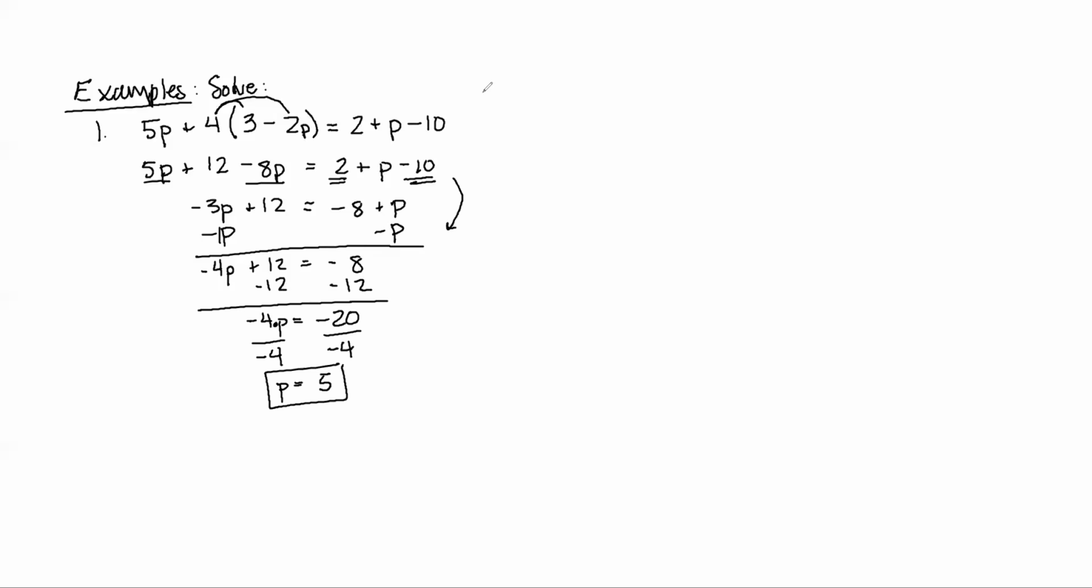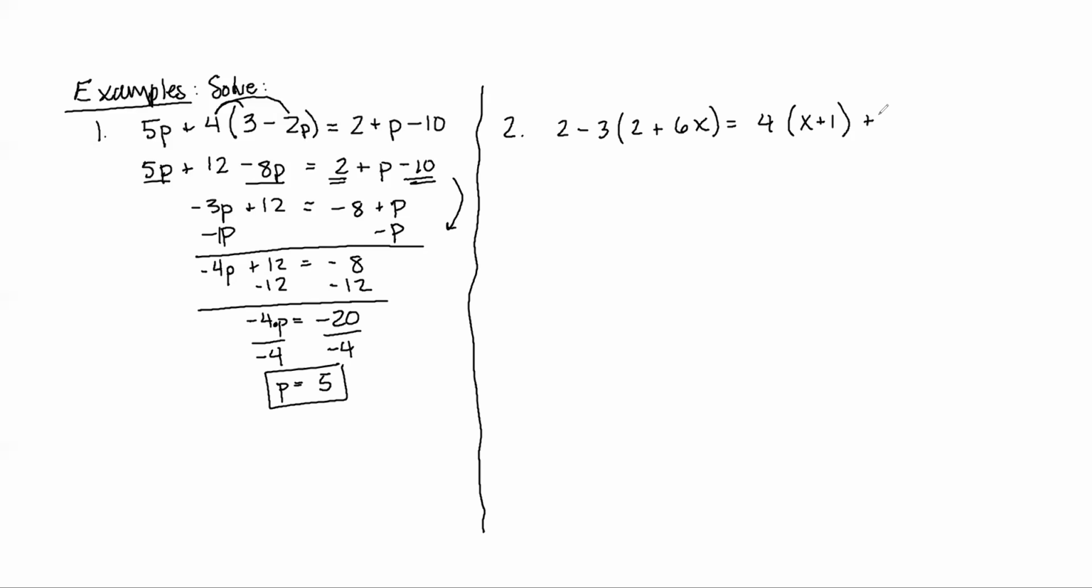All right, so hopefully that one wasn't too bad. Let's go ahead and do another one. And because we just did that one together, I would go ahead and try this one yourself, and then check your answer with mine. So we're given 2 minus 3 times the quantity of 2 plus 6x equals 4 times the quantity of x plus 1 plus 18.